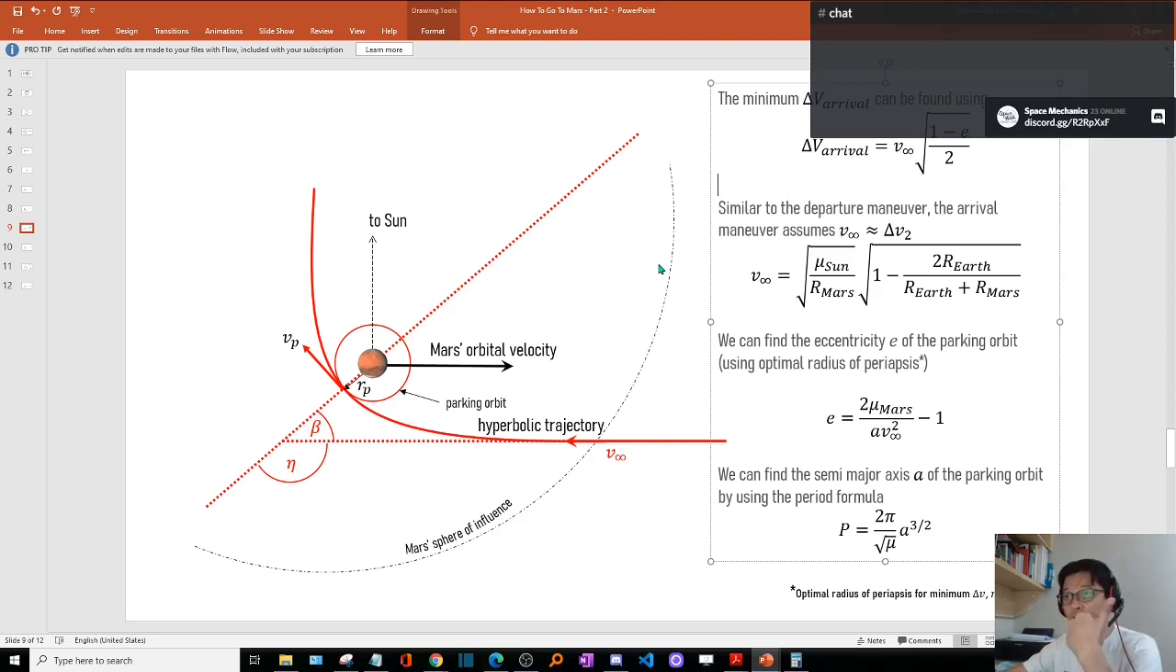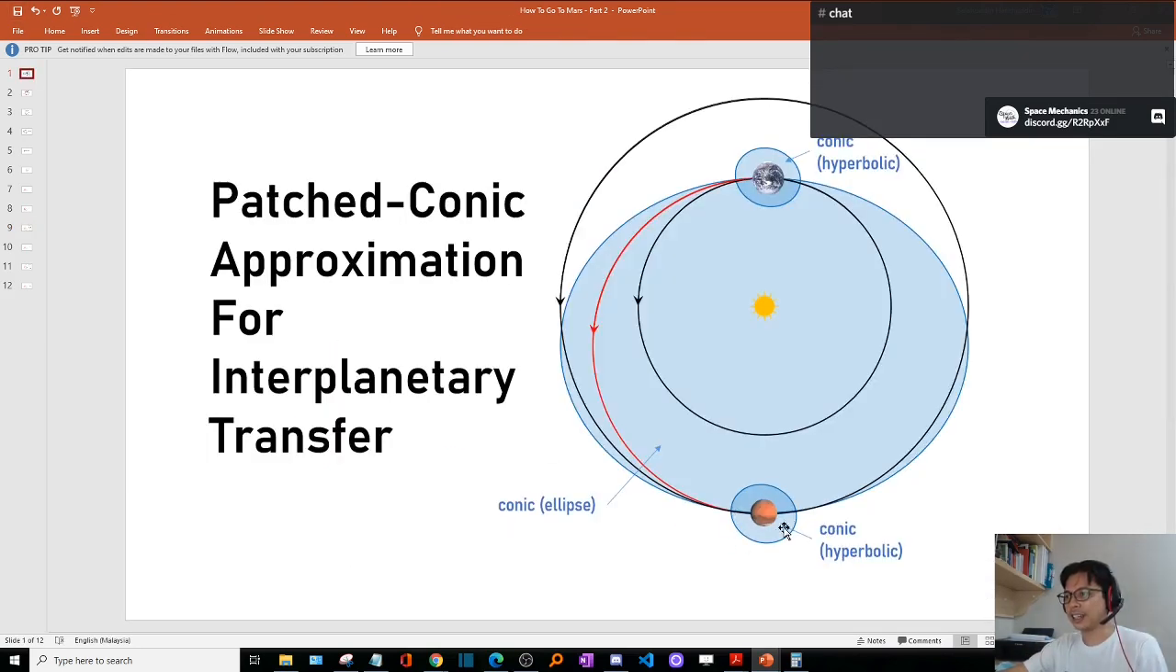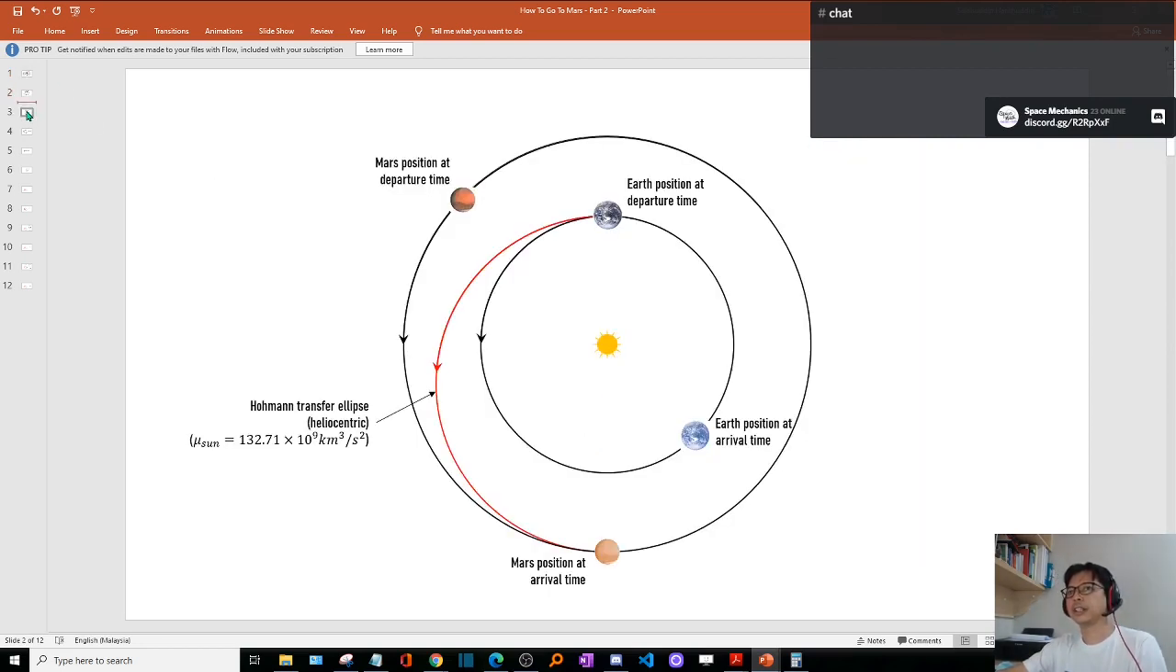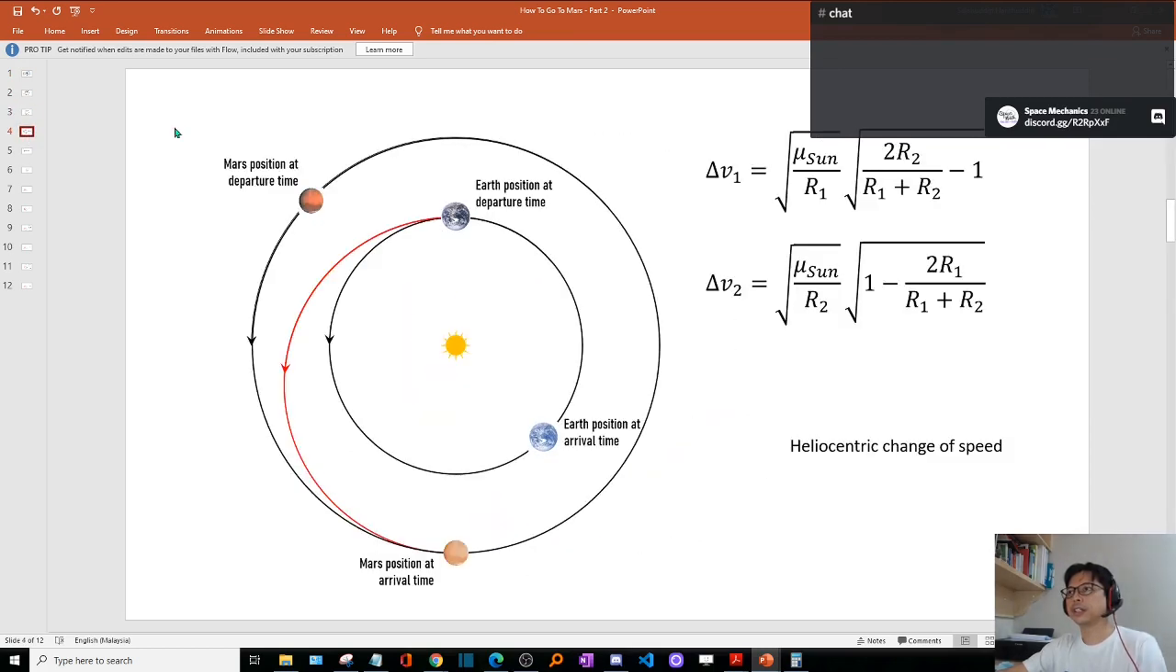That V infinity is different from this V infinity, because remember we are doing the conic orbit right now, we're not doing this anymore. So V infinity here is different from V infinity here. How different? I've already given you this: delta V1 and delta V2. This one is for departure, we don't care about that anymore. Throw that away. We only care about this arrival, delta V2 here.